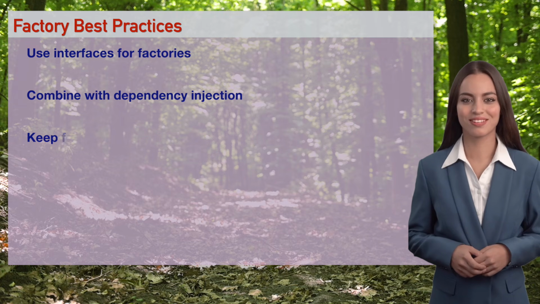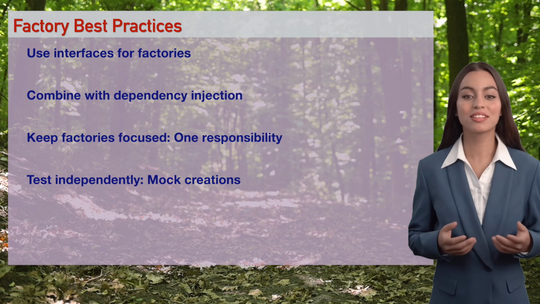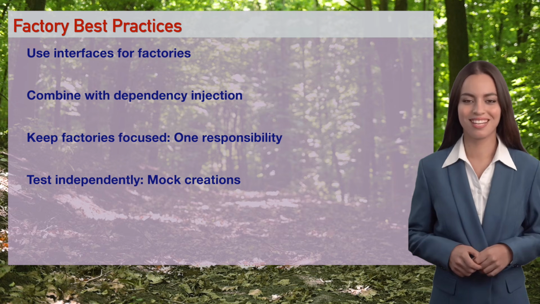Best practices. Define interfaces for factories to allow polymorphism. Combine with dependency injection from DIP. Keep each factory focused on one responsibility per SRP. Test them independently by mocking creations.